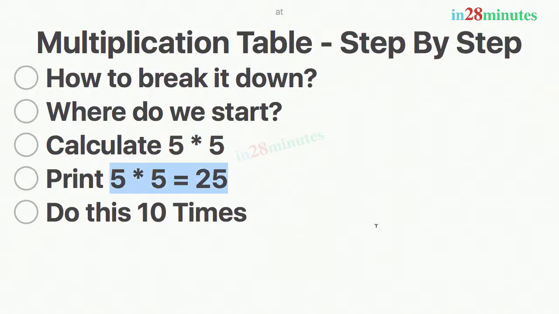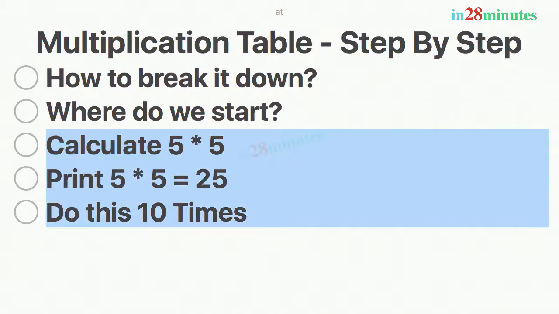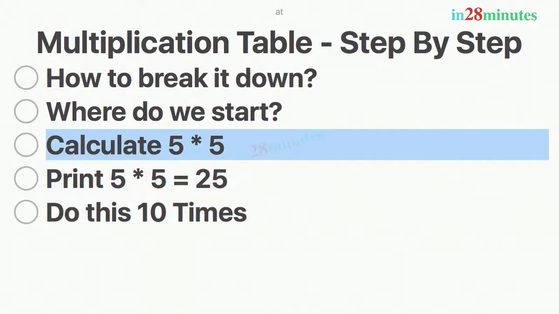So we would want to print from 5 into 1 to 5 into 10. And to be able to do that, we would want to do something similar to this 10 times. Not exactly the same thing because we don't want to print 5 into 5 is equal to 25 10 times. We would want to print the entire table with different values over here. So 1, 2, 3, 4, 5, so on. Let's start with that kind of a game plan and let's see where it takes us. I'll see you in the next step.